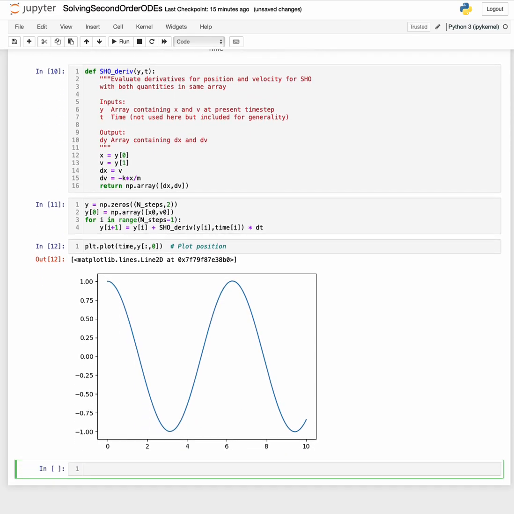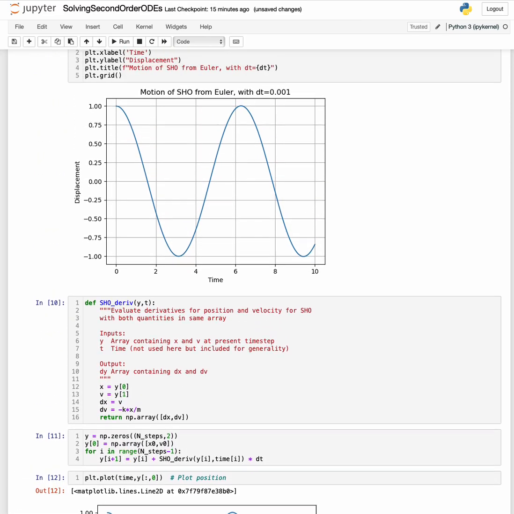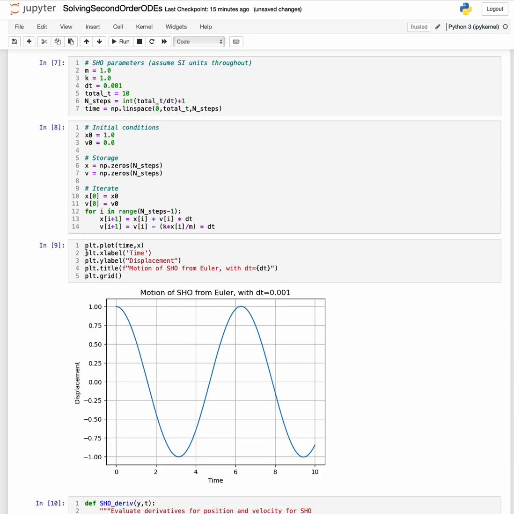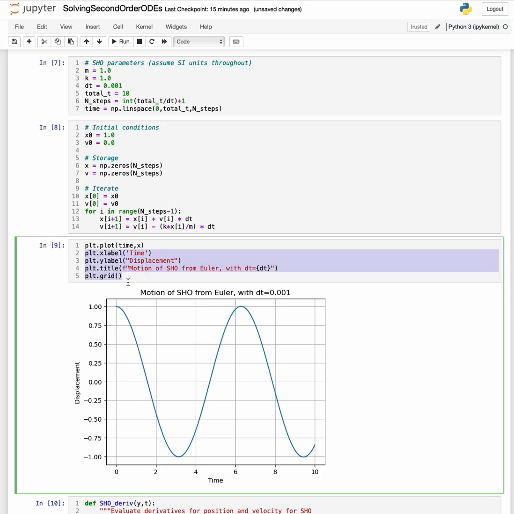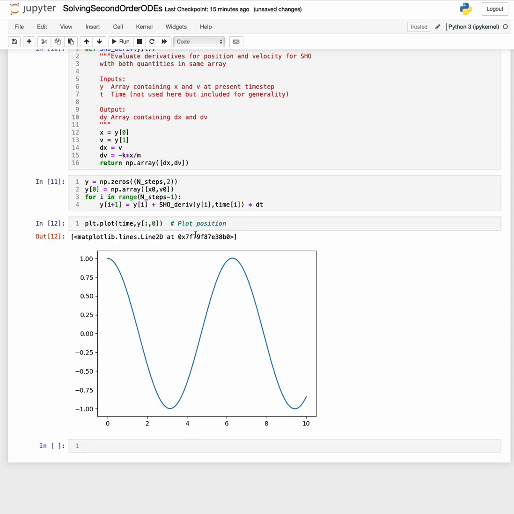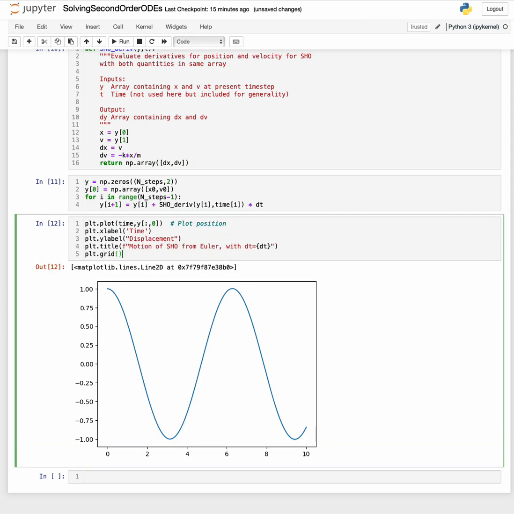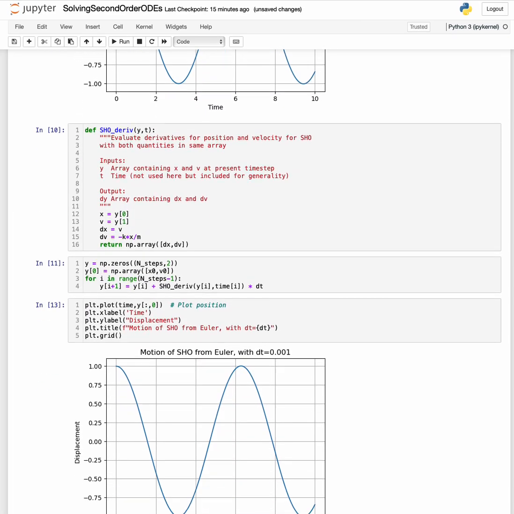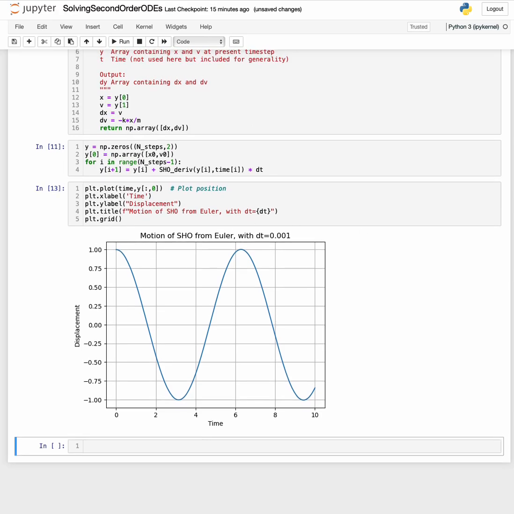And let's see what happens. Well, look, we get exactly the same thing as we had before. And I'm just going to copy those labels to make sure it's nice and clear. And yeah, we get the same thing. Now, we would expect to get the same thing, but it's just reassuring.